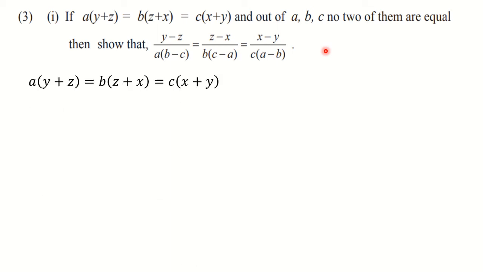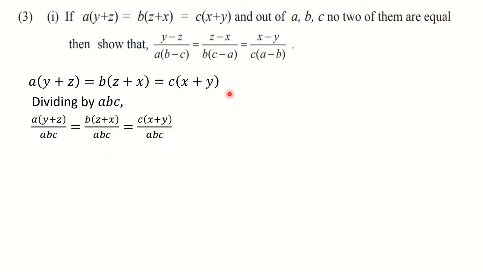Okay, our very first step is that we will take the original ratio, and since we want a, b, c in the denominator, we are going to divide each and every ratio by a, b, c. So a times (y plus z) divided by abc is equal to b times (z plus x) divided by abc is equal to c times (x plus y) divided by abc. Simply copy these three given equations here, and below write down abc, abc, abc.